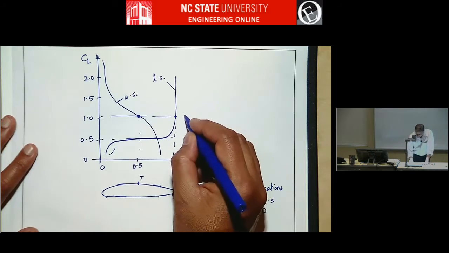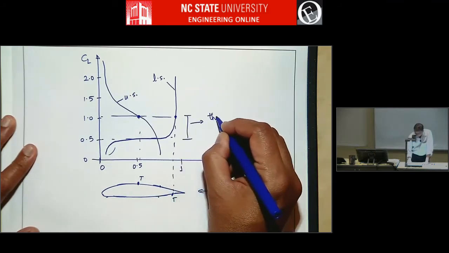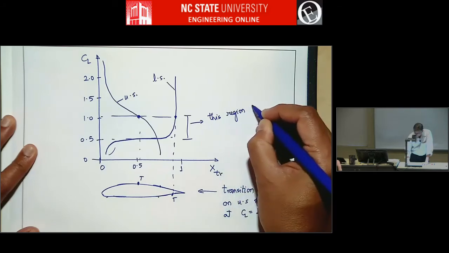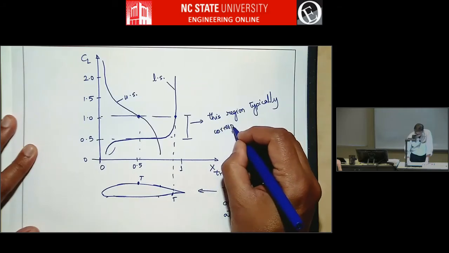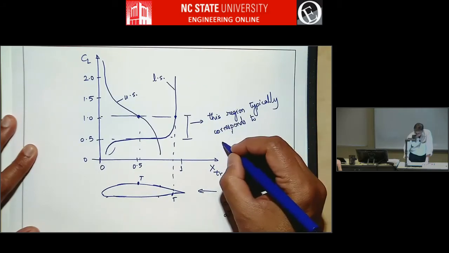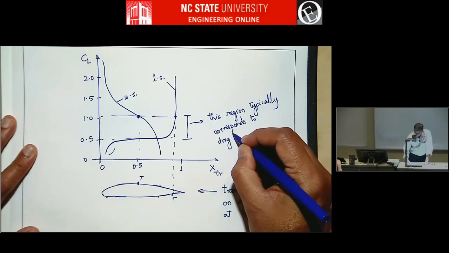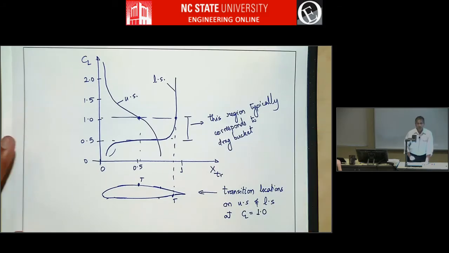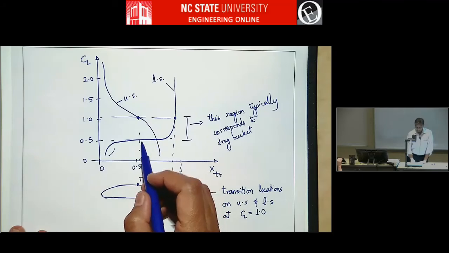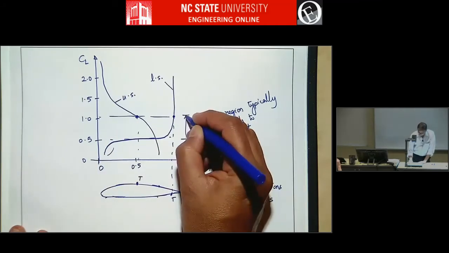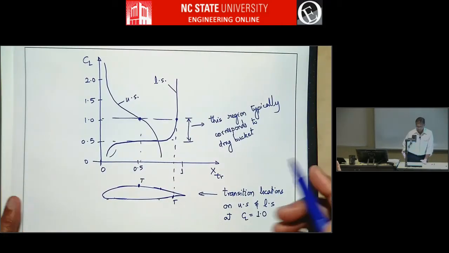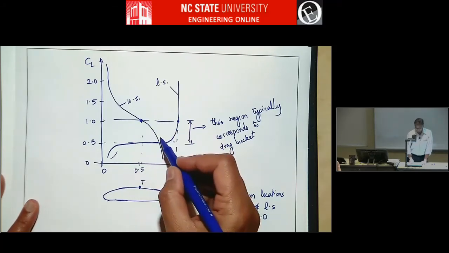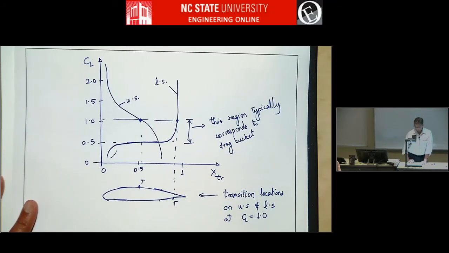And this region usually corresponds to the drag bucket. So in the drag bucket, both upper and lower surfaces have lots of laminar flow, and that's why it's in this CL range, CL from 0.5 to 1. It's just this example; this will depend on the airfoil. The upper surface has a lot of laminar flow, and the lower surface has a lot of laminar flow.